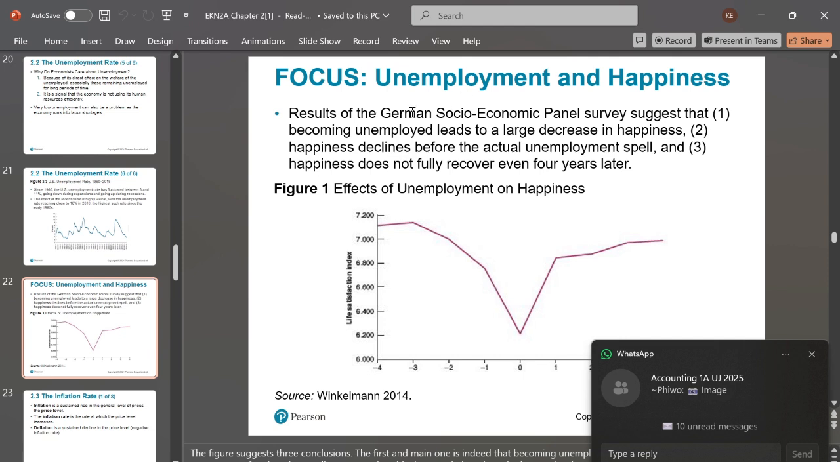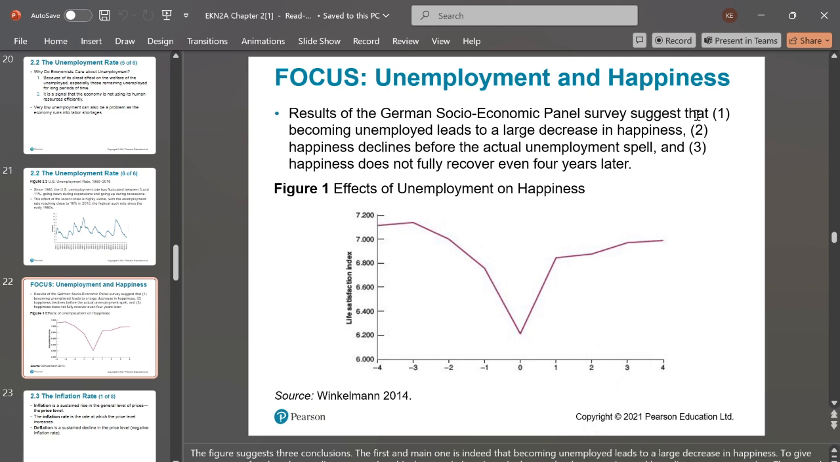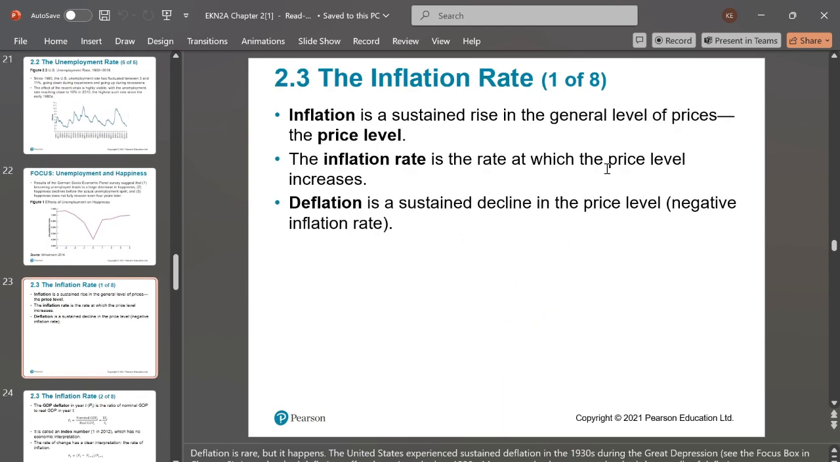So, yeah, they say that being unemployed leads to large decreases in happiness. The happiness declines before the actual unemployment spell, and happiness does not fully recover even 4 years later. Then we move on to inflation rate.